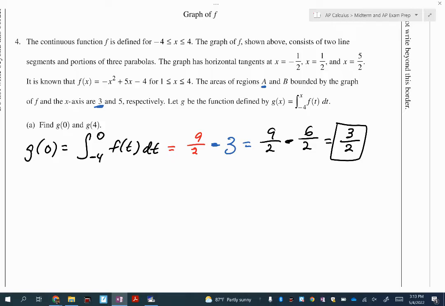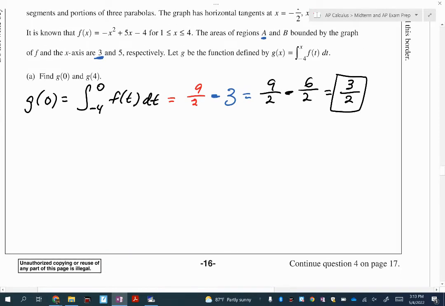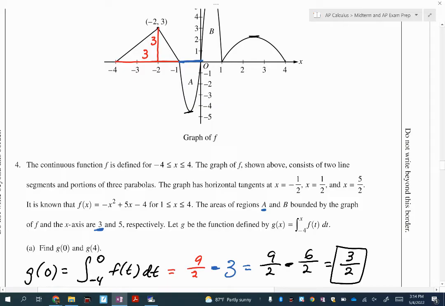Okay. Let's try the next one. G of 4, which says the integral from -4 to 4 of f of t dt. Let me write this up here because I think this is going to be more work. Now, we already found some of it, right? We just found -4 to 0. I'll break it up into the first pieces. So we have 9 halves minus 3.